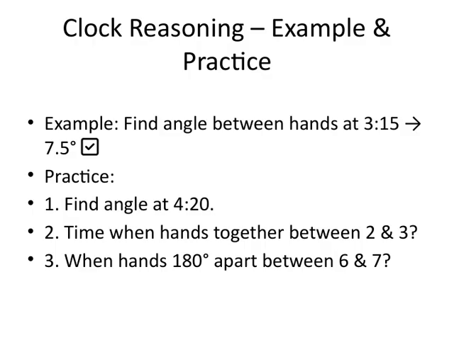First, find the angle between the hands at 4:20. Think about how far each hand has moved from the 12 o'clock position and calculate the difference. Second, consider, when are the hands together between 2 and 3 o'clock? This is about understanding how the hands overlap and at what exact time this occurs. Third, think about when the hands are exactly 180 degrees apart between 6 and 7. This will involve calculating when they are on opposite sides of the clock face.